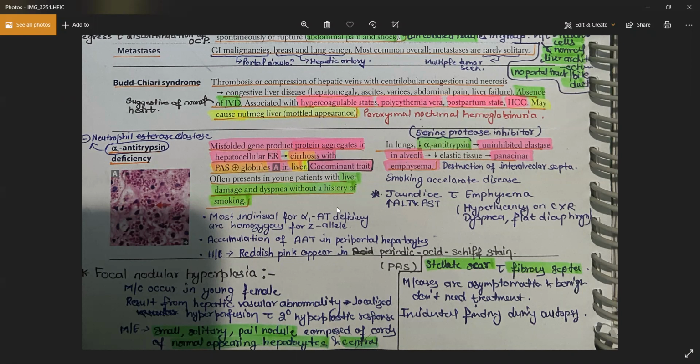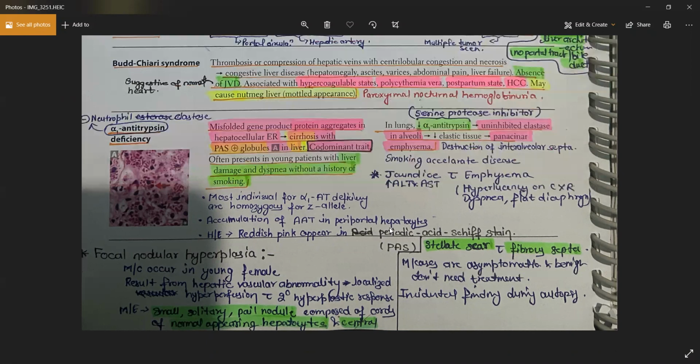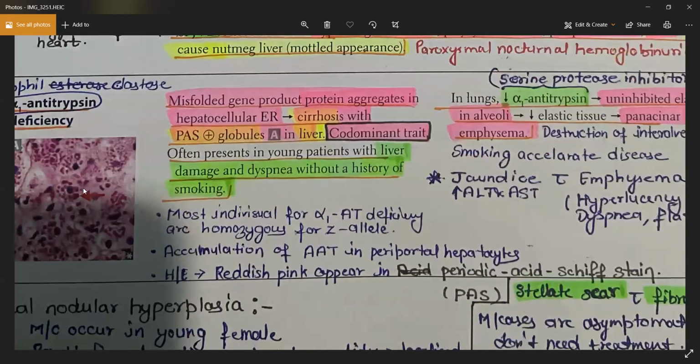Okay, thank you. And an important thing also, you will get the globules in the histology. See, the globules are there, right? But in case of glycogen storage disease, we'll get a diffuse pink staining, because they are present in the cytoplasm of the hepatocytes, right? So globules are only present in case of alpha-1 antitrypsin deficiency.